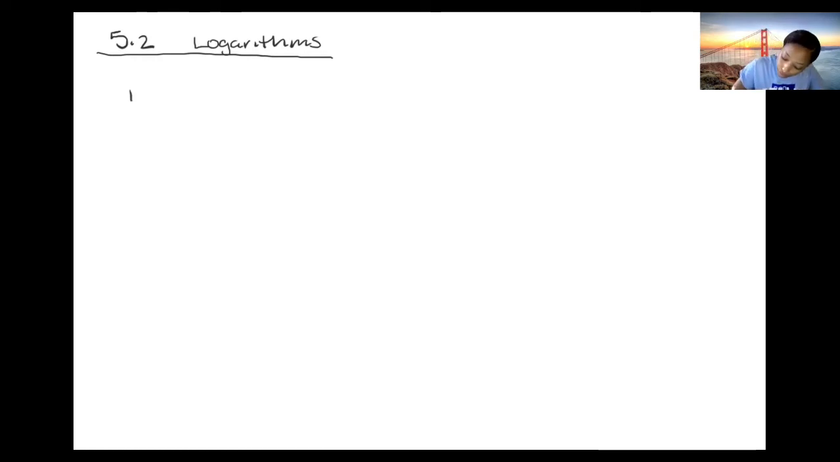So if we have y equals log base A of x, then this is the same as saying that A, whatever your base, to the y power.